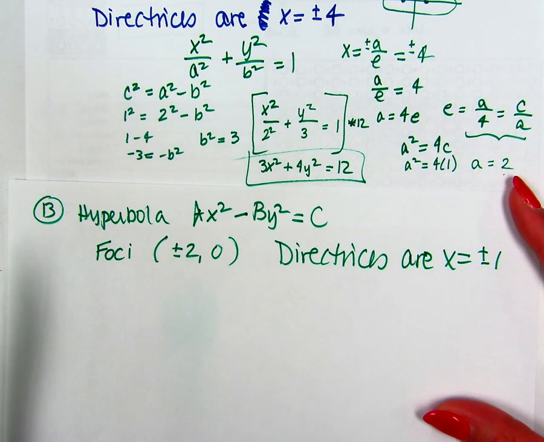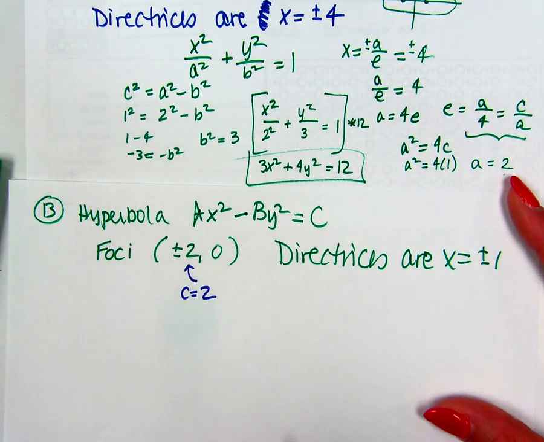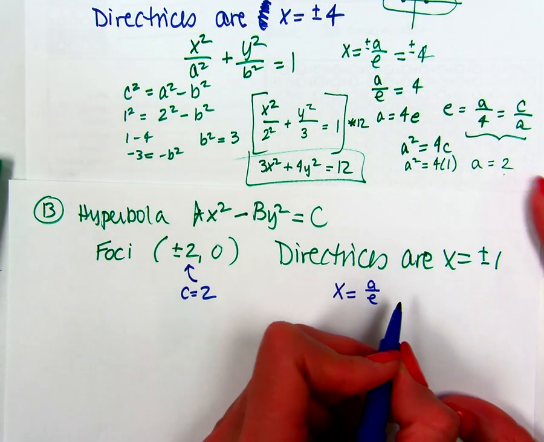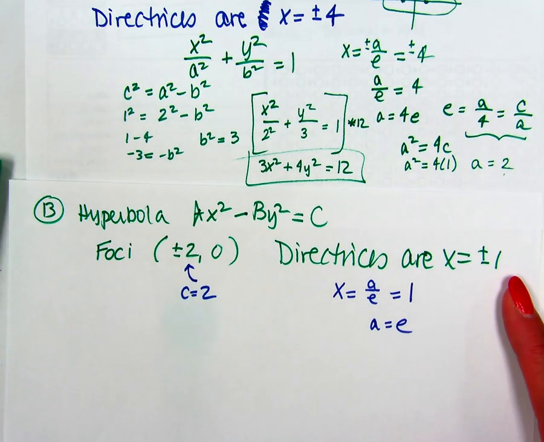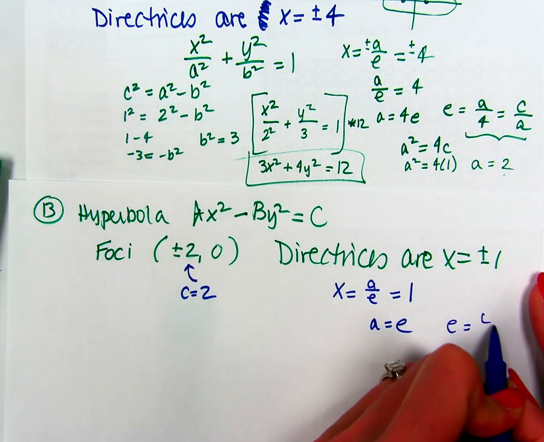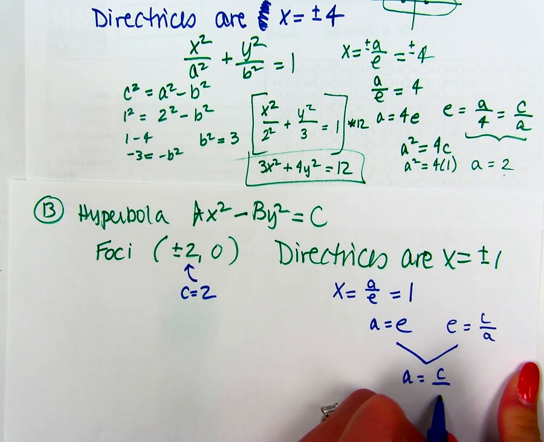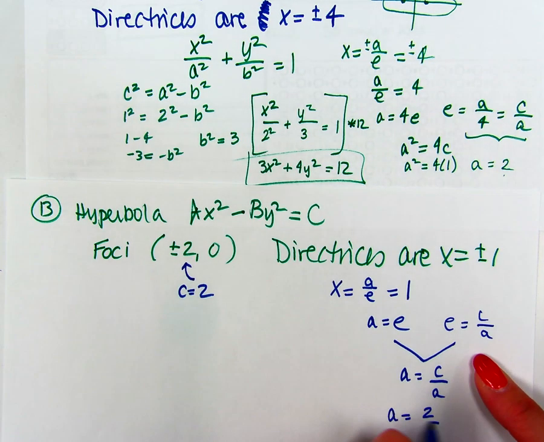All right, so what do we know about our focal points? We know that this gives me c, so c is 2. Okay, my directrices are always going to be x equals a over e. Right now, we know that equals 1. So a must be equal to e in order for that ratio to be equal to 1. My eccentricity is always c over a. So I could use these two equations and say that a equals c over a. Do we know anything else? Well, we know c is 2, right? So a equals 2 over a, and if I multiply, I get a squared equals 2.